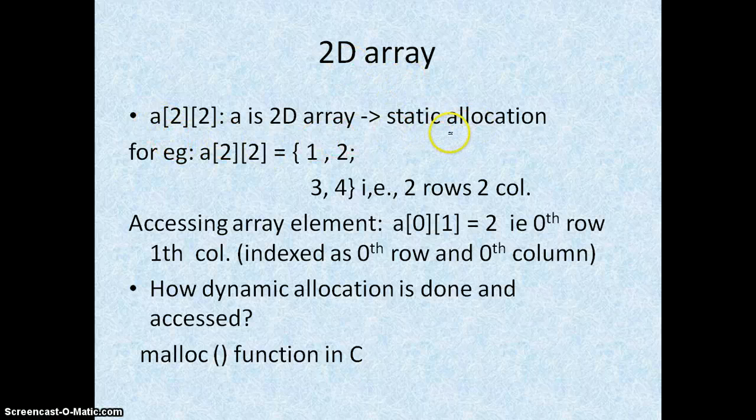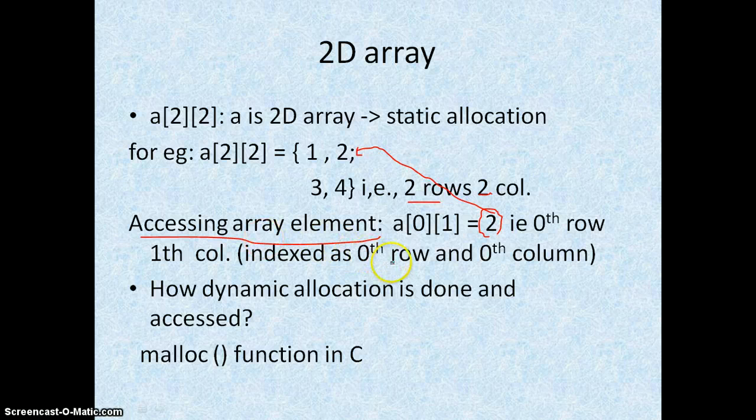When we statically allocate a two-dimensional array A of 2 by 2, this is what happens. An example is given here where the two-dimensional array stores the elements 1, 2, 3, 4, and it contains two rows and two columns. Accessing the array elements would be like this: if I say A of 0 of 1, that means it is the second element in this array, which is equivalent over here.